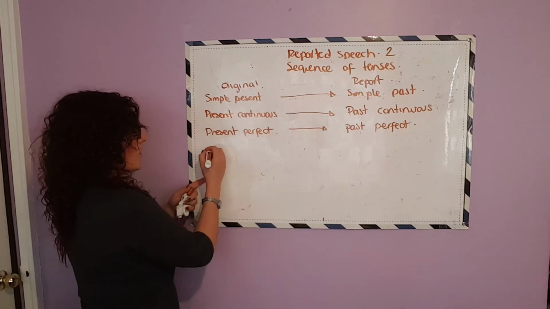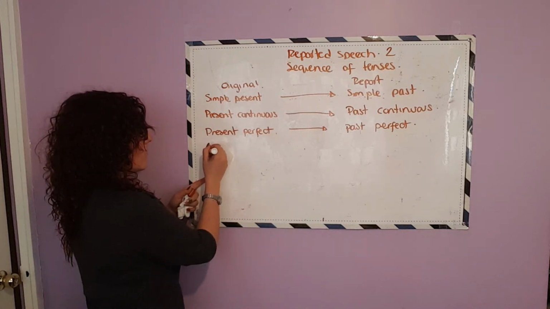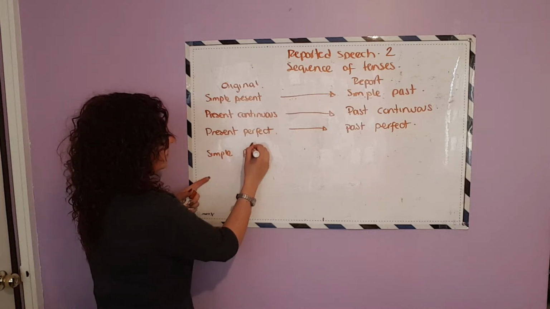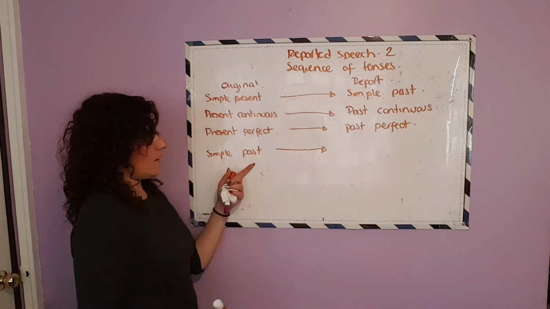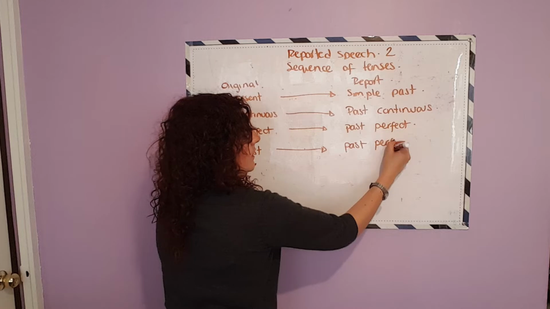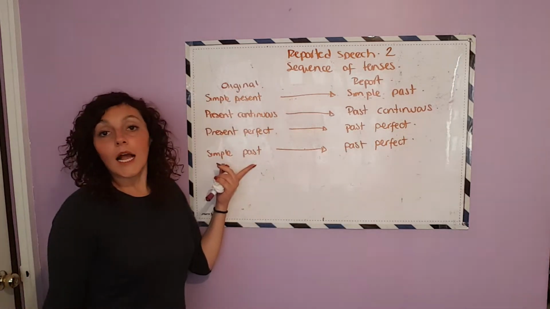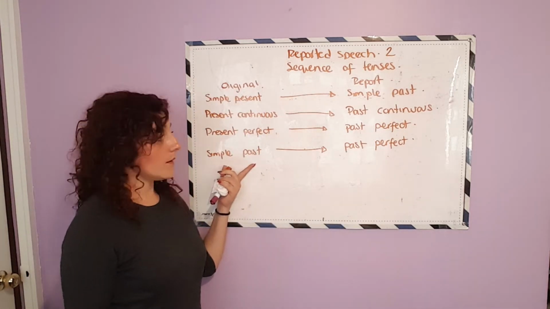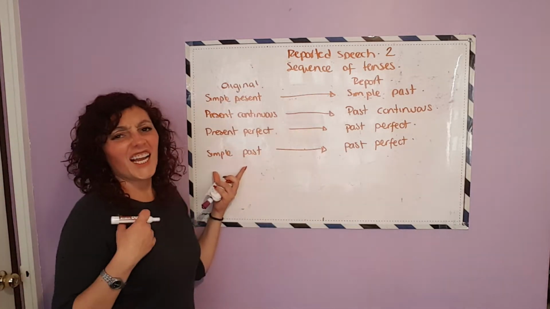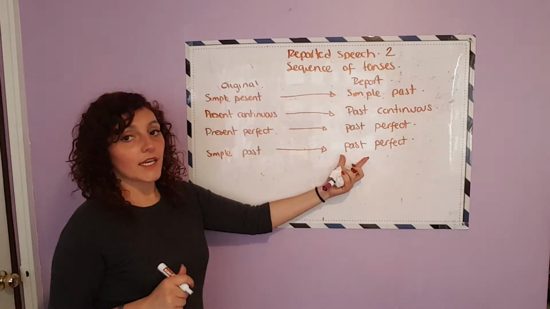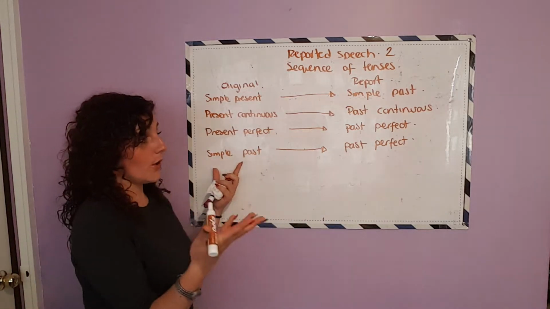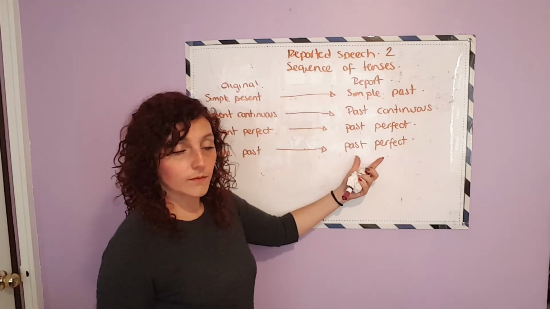Then, if you happen to listen to the simple past in the original, you transform it into the past perfect. For example, I went to Walmart yesterday. She said she had gone to Walmart yesterday. I didn't like the movie. She said she hadn't liked the movie, right? So simple past goes into the past perfect, okay?